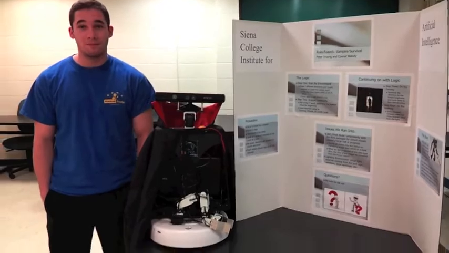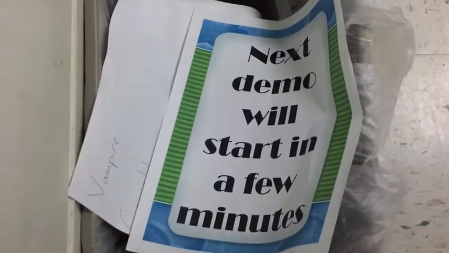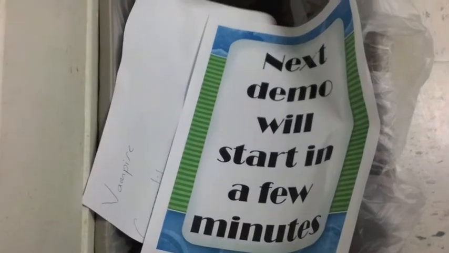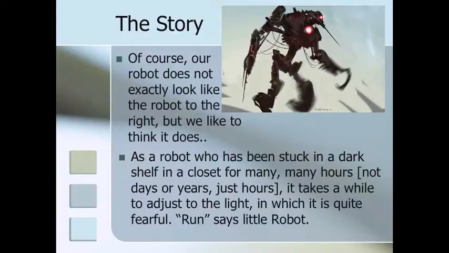Here's our demo. The basis for this project was to create a robot who was afraid of the dark, sort of like a vampire.